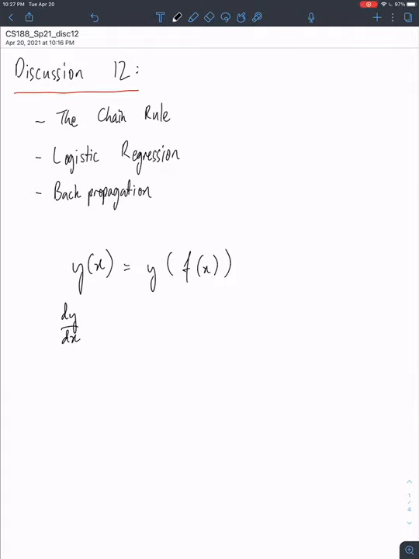And what the chain rule tells us is that dy on dx is equal to dy on df times df dx. So df dx, right? If you changed x a little bit, how would f change? And then dy df, if you changed f of x, if you changed this whole thing a little bit, how would y change?